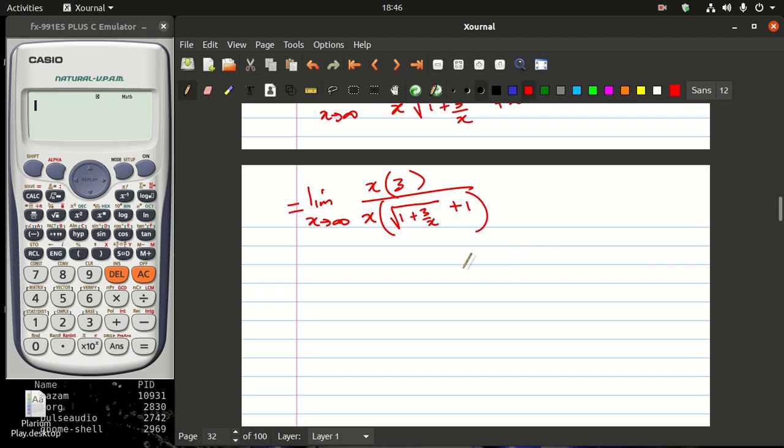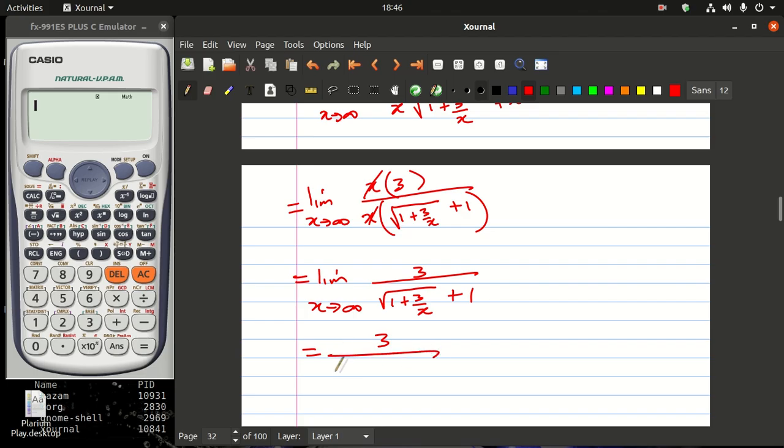So now that we have that, this x and that x cancel out, and now you have the limit as x approaches infinity of 3 divided by the square root of 1 plus 3 over x, and then you add a 1 there, and I can just plug in now. When I'm plugging in, I drop the limit, so I'll end up having 3 divided by the square root of 1 plus 3 over infinity, and then plus 1 here, which is the same as 3.